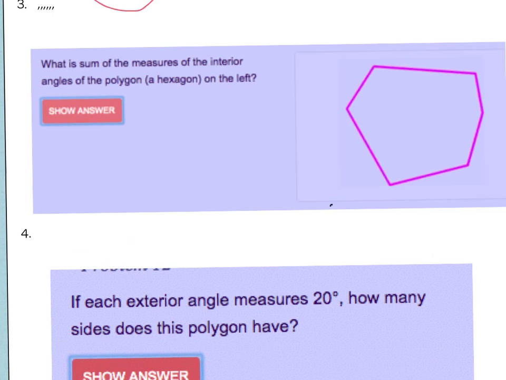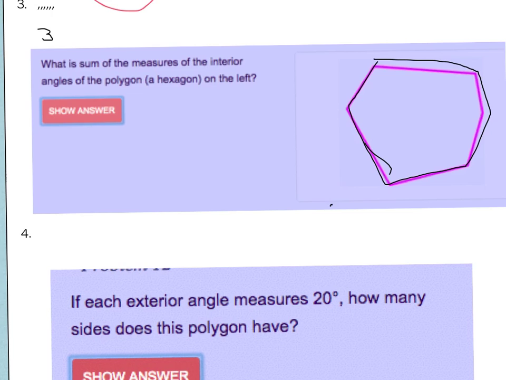Question number 3. What is the sum of the measure of the interior angles of a polygon? A hexagon on the left. Okay, so we know that this is a hexagon. We don't know if it's regular or not, and that really doesn't matter. But we know a hexagon has 1, 2, 3, 4, 5, 6 sides.